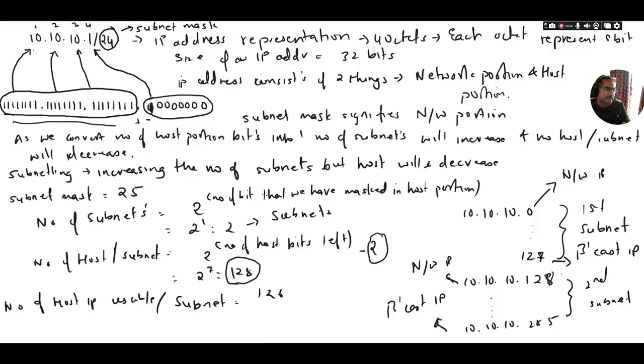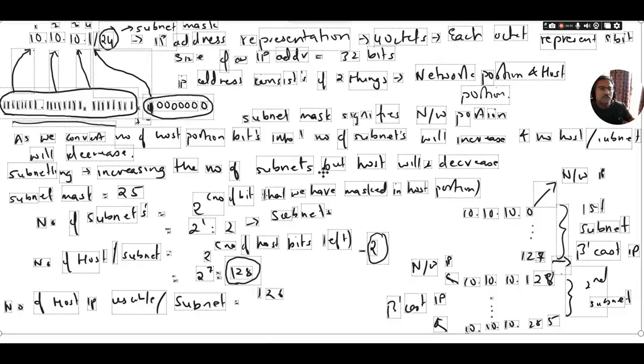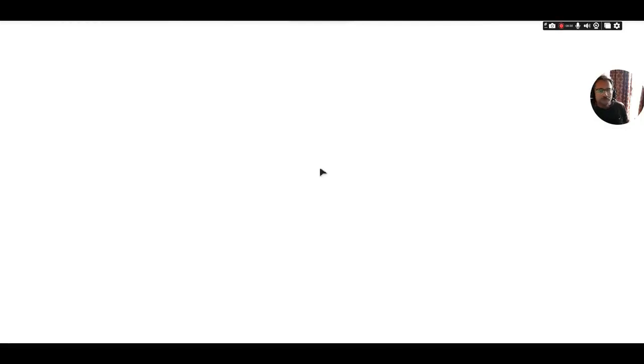Now let's quickly take another, slightly more complicated example. Let's delete this whole portion. The next example we take is 172.16.0.0/16. Your manager has given you a supernet of /16.